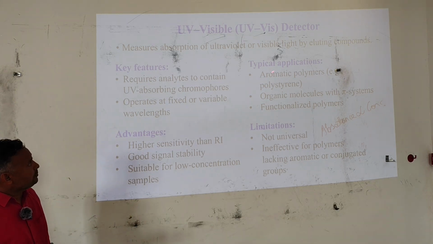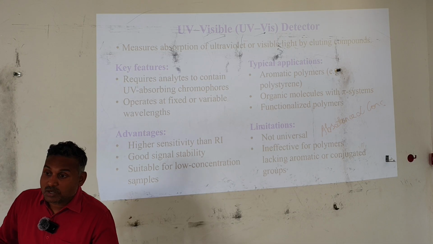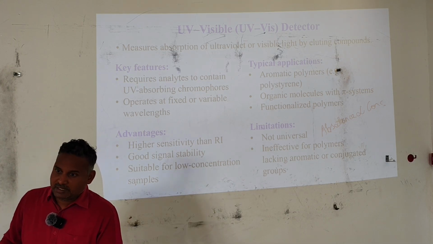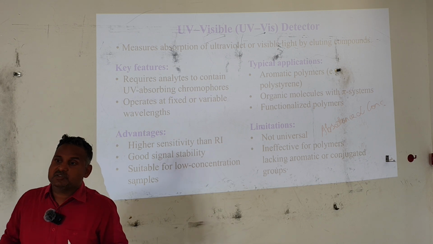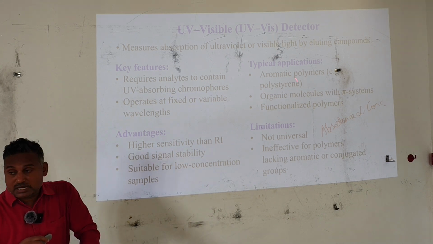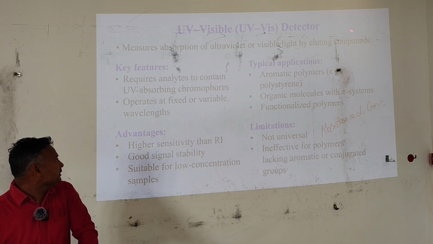Next, advantages and typical applications. Typical applications include aromatic polymers, organic molecules with pi systems, and functionalized polymers. Because functionalized polymers or pi systems are strong absorbers, they absorb the radiation strongly. For those molecules which absorb strongly, we can use the UV visible detector.